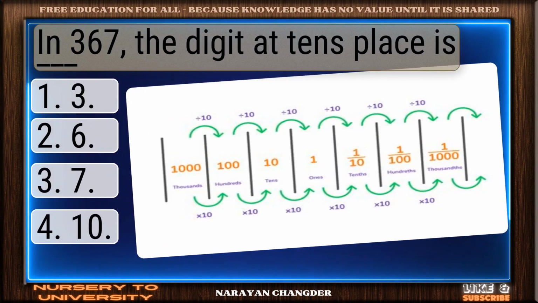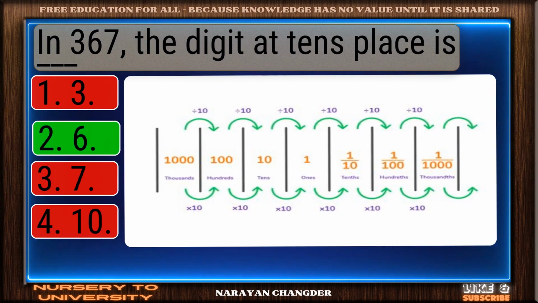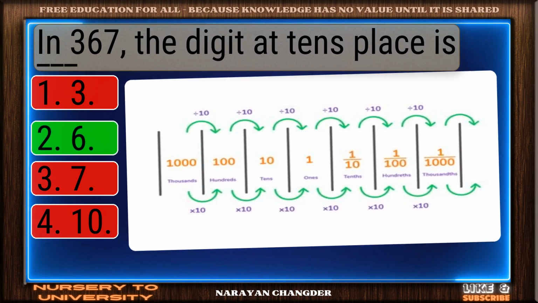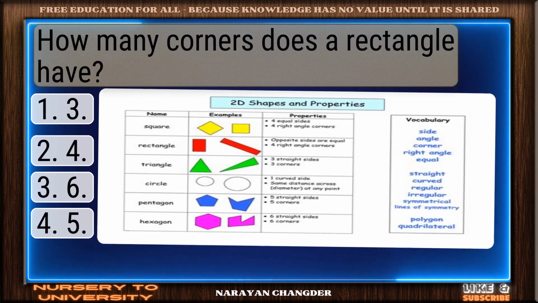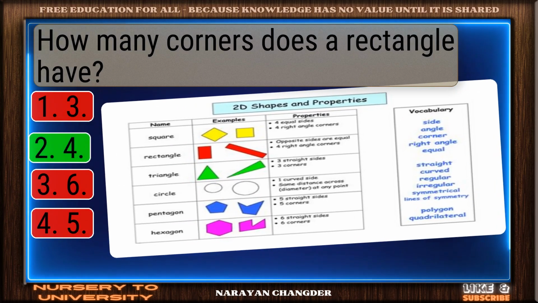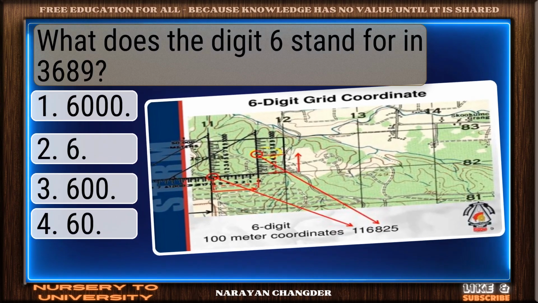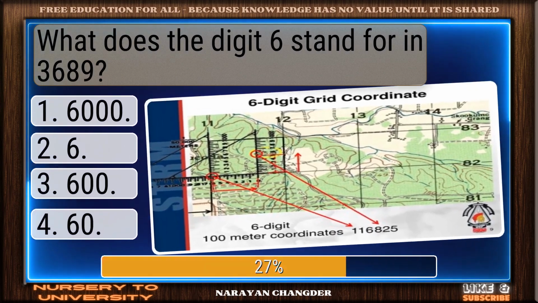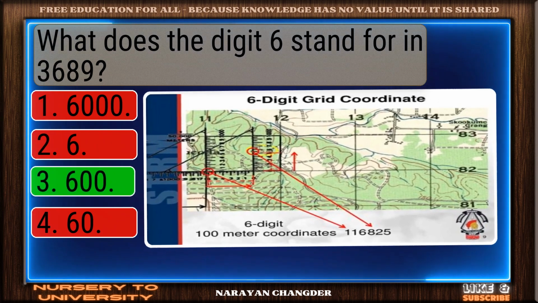In 367, the digit at tens place is dash. On track. 6 is the correct answer. How many corners does a rectangle have? Right again. 4 is a valid answer. What does the digit 6 stand for in 689? Bravo. 600 is the answer.